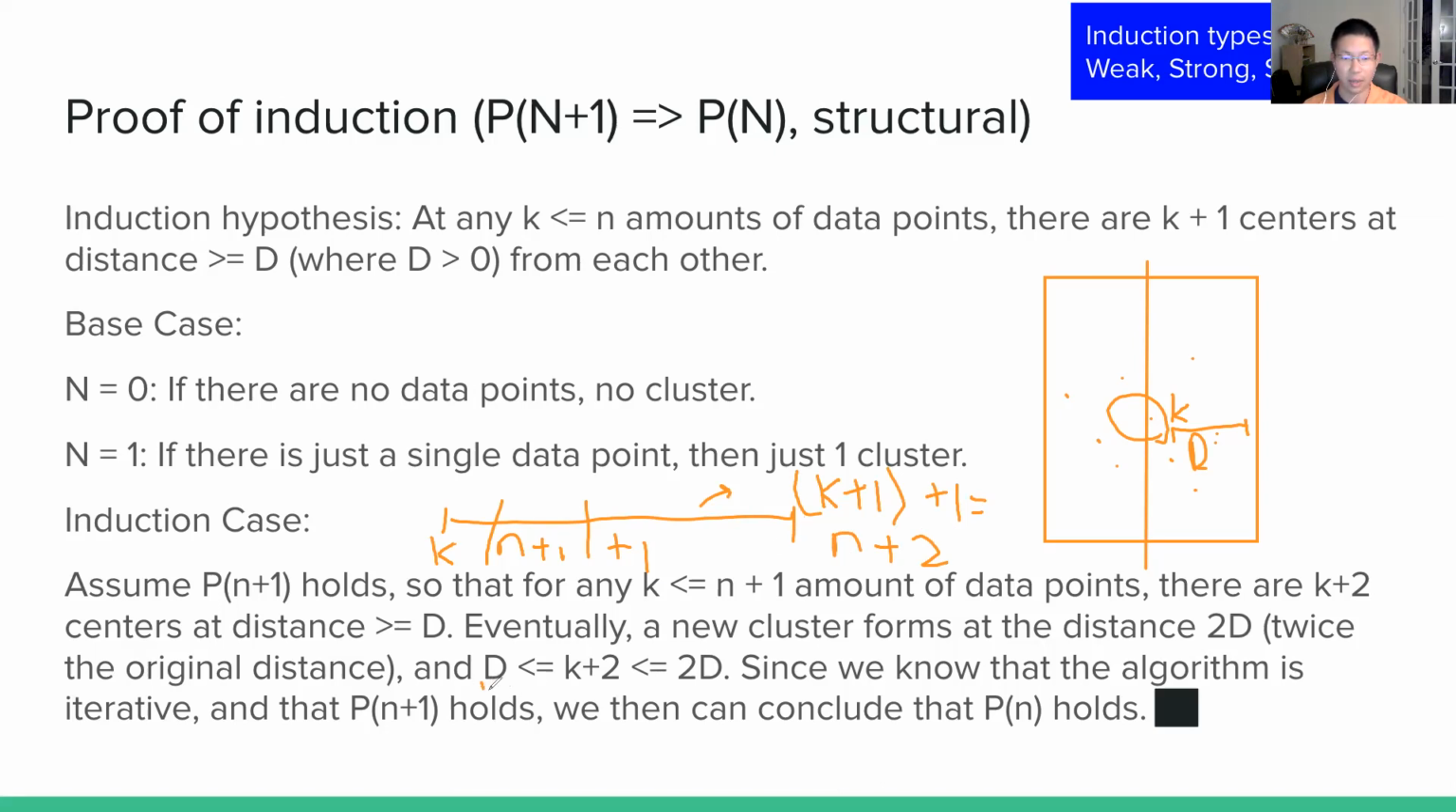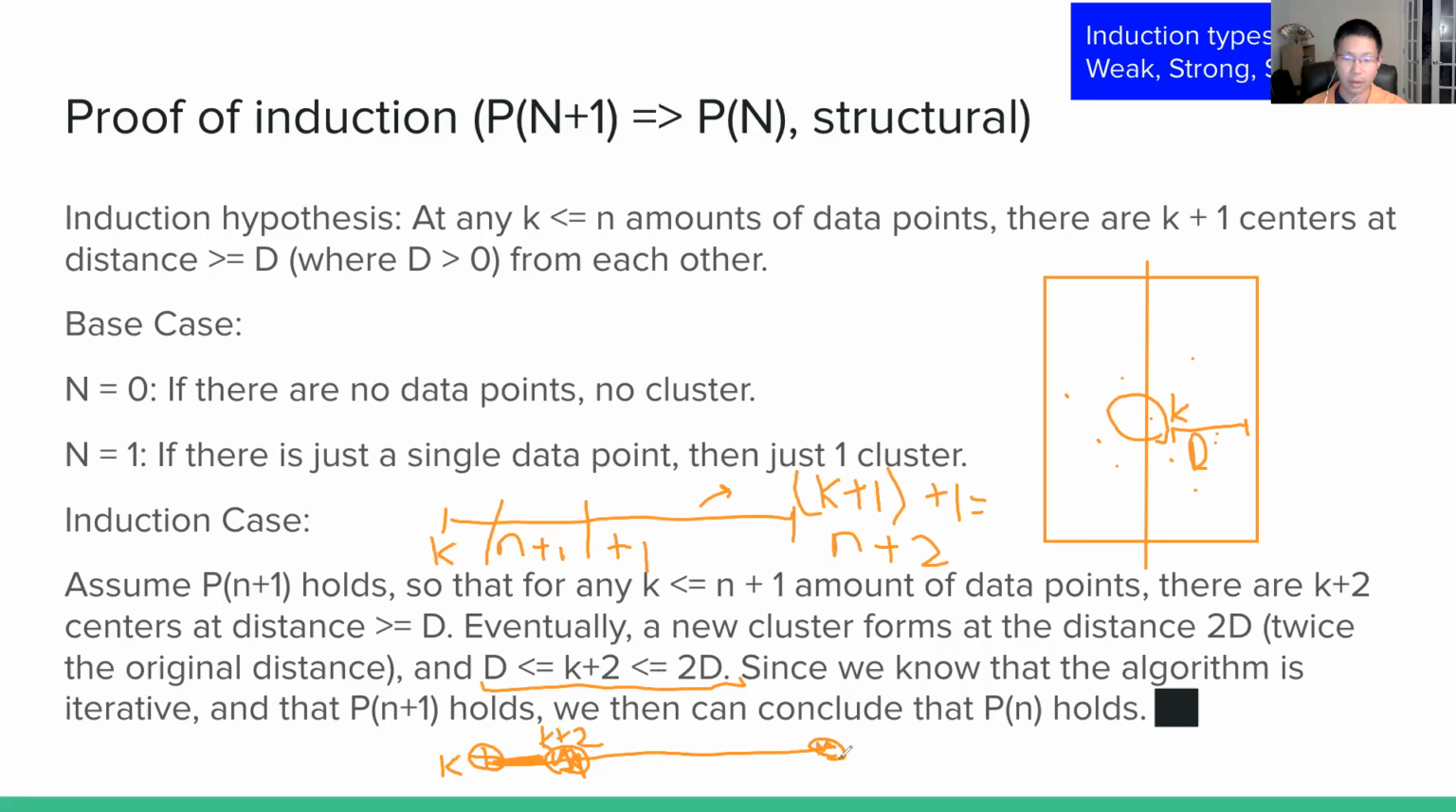And then you have this inequality: d less than or equal to k plus 2 less than or equal to 2d. So if we use an inequality graph, which I learned from pre-algebra before, you can have the following. You can have k here, which is an open circle. You have a bunch of color here. You have a closed circle here. You have k plus 2.